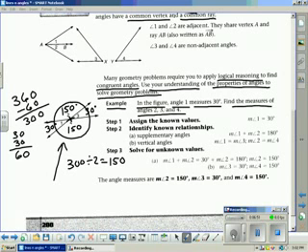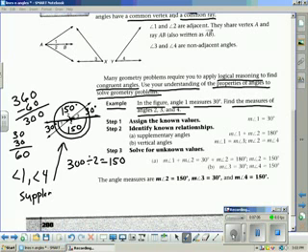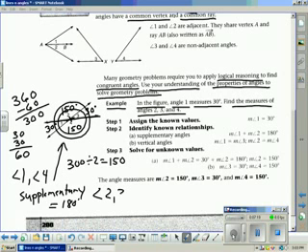Look at this, angle 1 and angle 4. 30 and 150 is 180. Angle 1 and angle 4 are supplementary. That's another term that you need to remember. Supplementary is when the sum of two angles equals 180 degrees. Angle 2 and angle 3 are also supplementary because together they equal 180 degrees.